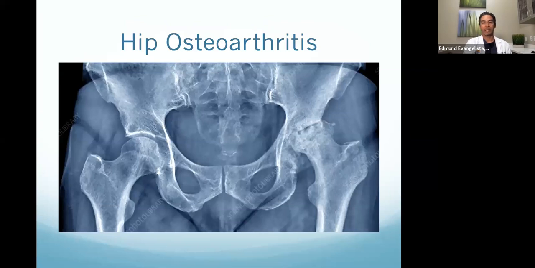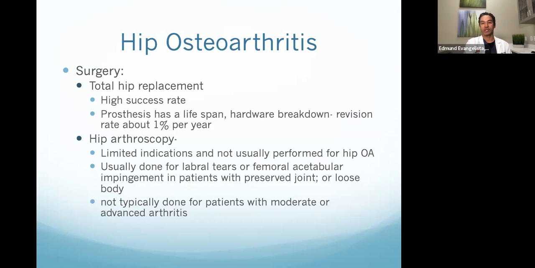So what's the treatment at the end stage, where it's severe bone-on-bone arthritis, as you see in this X-ray? Well, you have a total hip replacement surgery. Surgery is actually very successful. With the advances in technology and surgical approaches, patients are recovering faster and having good outcomes following the hip replacement.